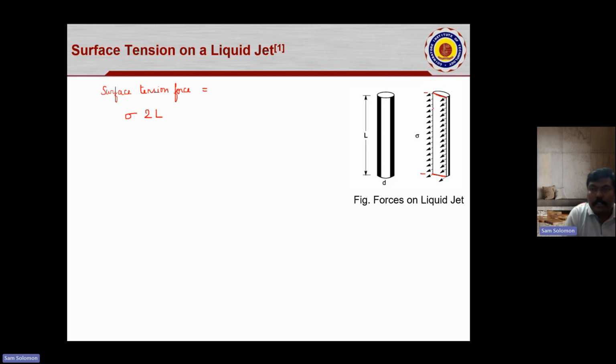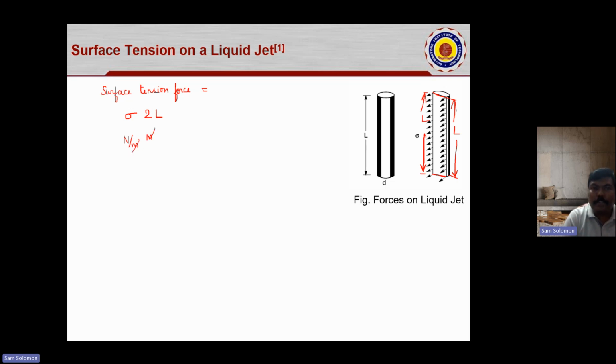So this is one length over here, L, and this is another length over here. You can see the surface tension force acting on both these lengths. So it is going to be 2L, L plus L is 2L. So that is your surface tension force. You know that the unit for surface tension is Newton per meter, and the unit for length is meter.